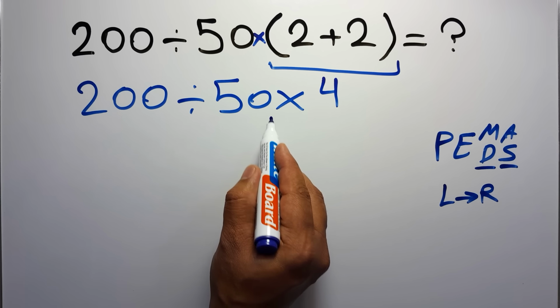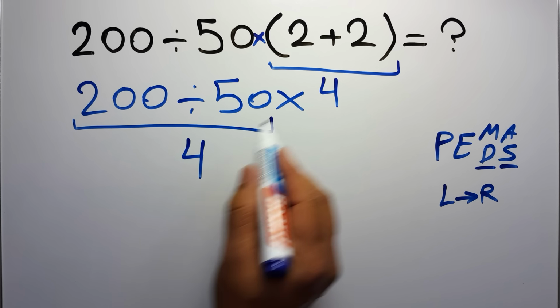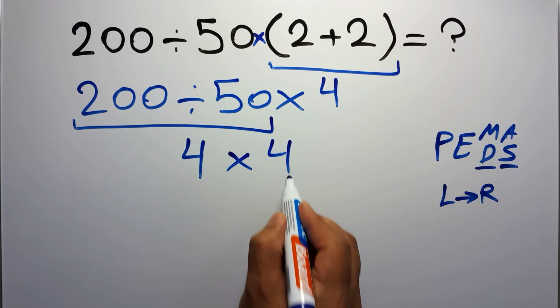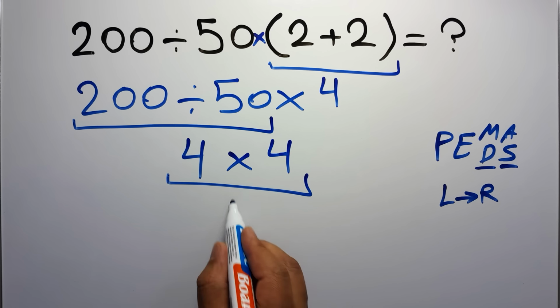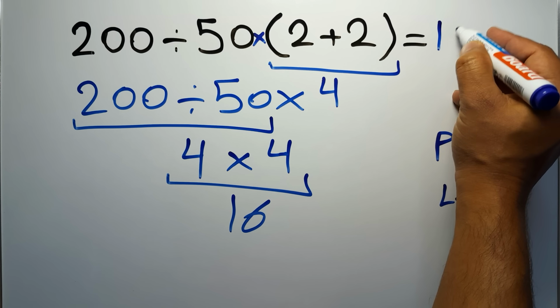200 divided by 50 gives us 4. So we have 4 times 4, which equals 16. And this is our final answer to this problem. The correct answer is 16.